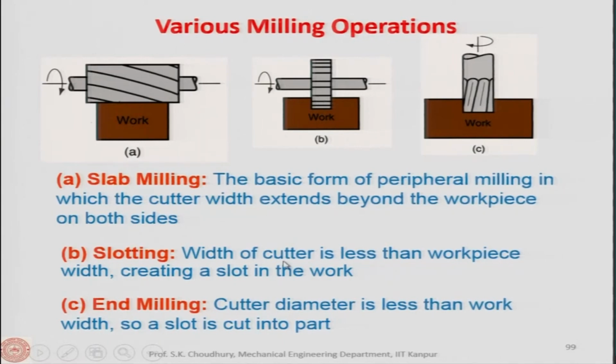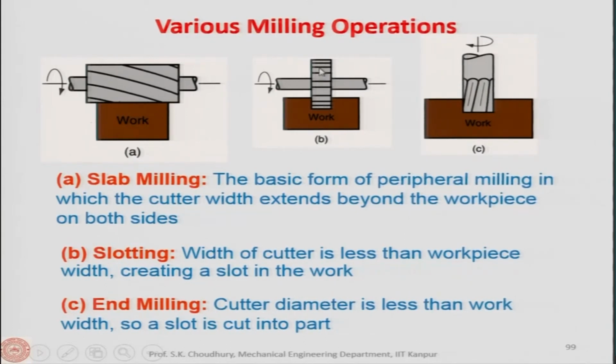So, this is the slotting operation, and another operation of milling is the end milling. So, this is the end milling here. In end milling, the cutter diameter is less than the work width. Here there is a cutter diameter because it is cylindrical. So, this diameter is less than the work width. So, a slot is cut into the part like in here.